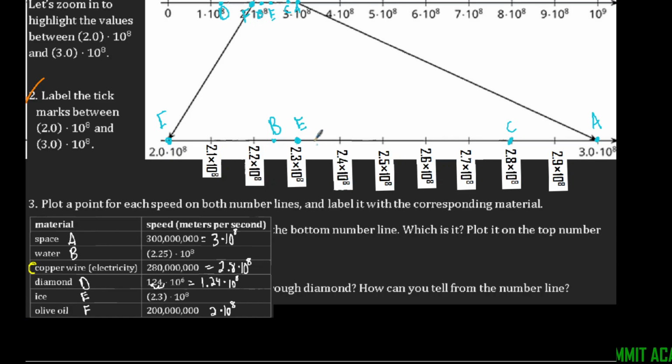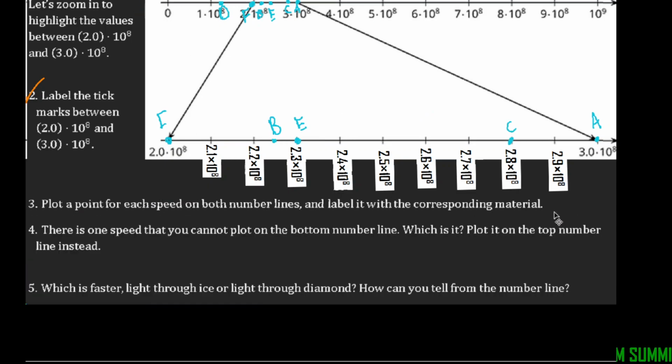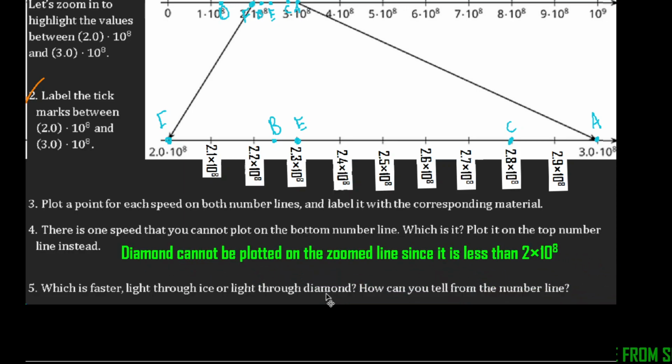Okay, so make sure that you're working with that zoomed in number line, so that way it's easier to see. So let me now get rid of this one. We're saying, okay, there's one speed that you cannot plot on the bottom number line. What is it? And we can plot it on the top line. So we're going to say that diamond cannot be plotted on the zoomed in line because it is less than 2 times 10 to the 8th power.